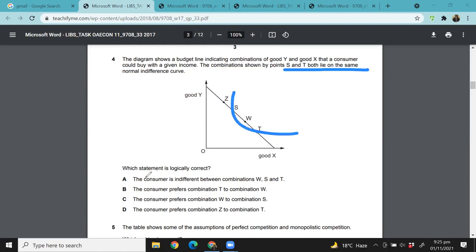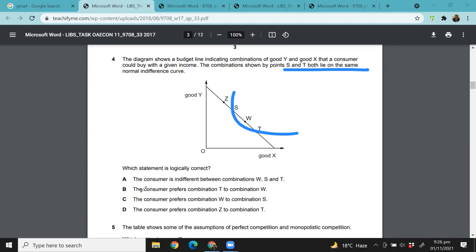Now the question says which statement is logically correct. The consumer is indifferent between combinations W, S, and T. Interesting. The consumer prefers combination T to combination W. What do you think? The consumer prefers combination W to combination S. And the consumer prefers combination Z to combination T. That's quite a difficult one, right?